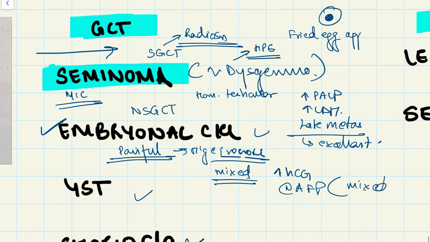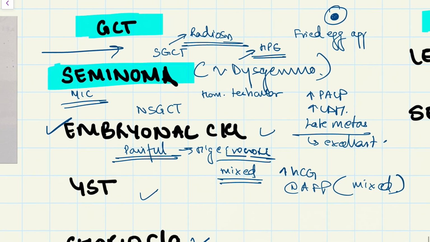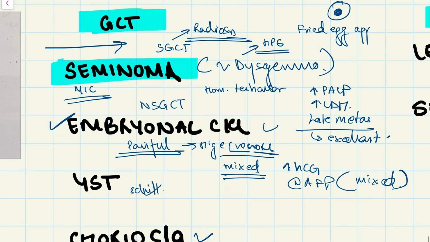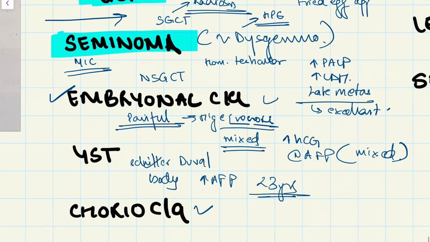The next is yolk sac tumor, which is also called endodermal sinus tumor, right? It will have Schiller-Duval bodies. This is just a revision, and increased AFP, right? And it will be seen in children less than 3 years of age. Next is choriocarcinoma. It is malignant with disordered syncytiotrophoblasts and cytotrophoblasts. It has hematogenous mets to the lungs. We read the cannonball mets, and there is increased HCG.